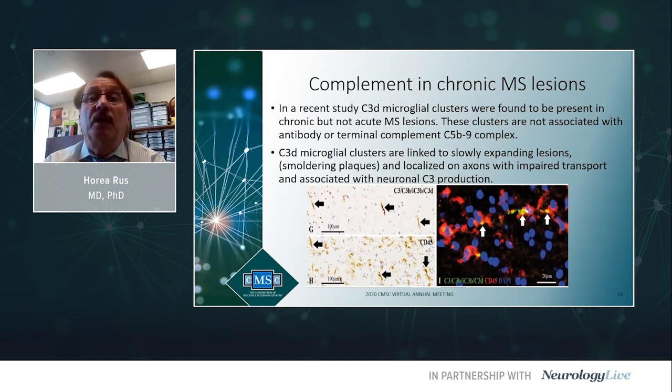C3d microglia were also linked to what's known as smoldering plaques or the slowly expanding lesion, and were colocalized with axons which have impaired transport and also associated with neuronal C3 production. And on the slide, on the bottom, we see at the level of arrows, colocalization of C3d with CD45, which is a marker of microglia.